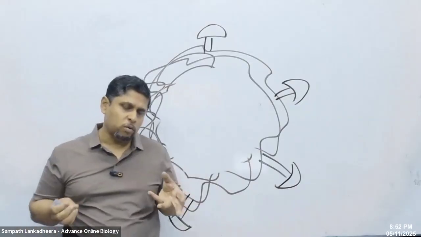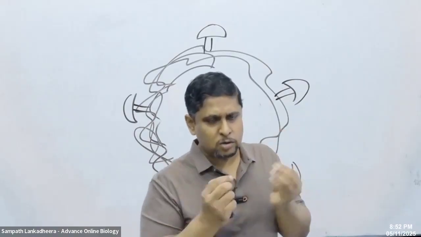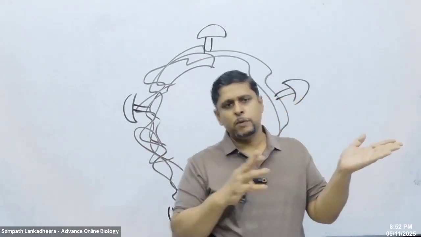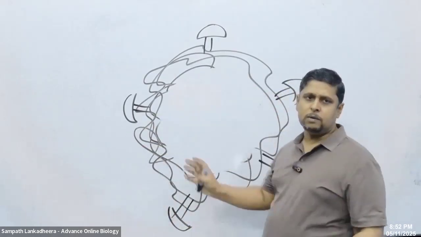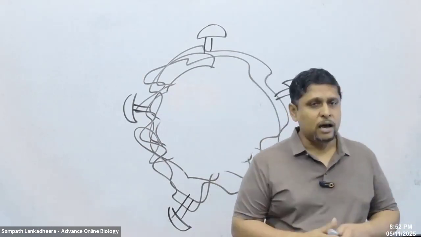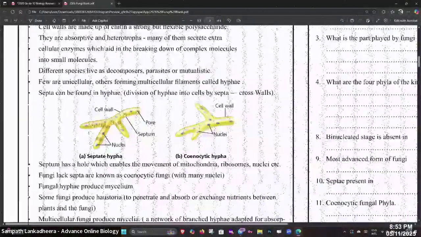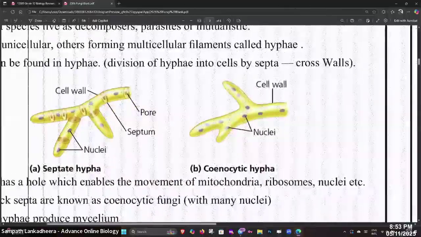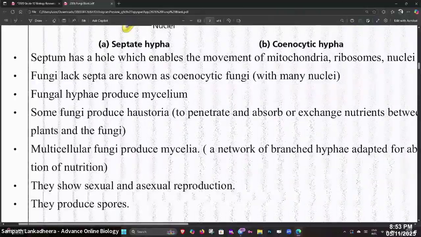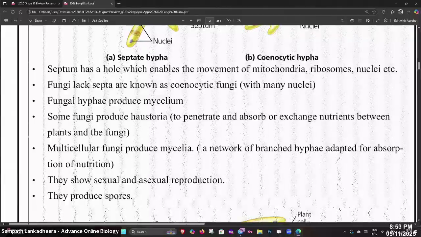Now, a mushroom grows quickly, within a couple of hours. It is because the cross walls and the pores present in the cross walls allow the transport of nutrients from the entire network to one particular growth point, so the fungi have an unusual growth rate. So we learn those things. The septum has a hole which enables the movement of mitochondria, ribosomes, and nuclei, etc. Fungi that lack septa are known as coenocytic.